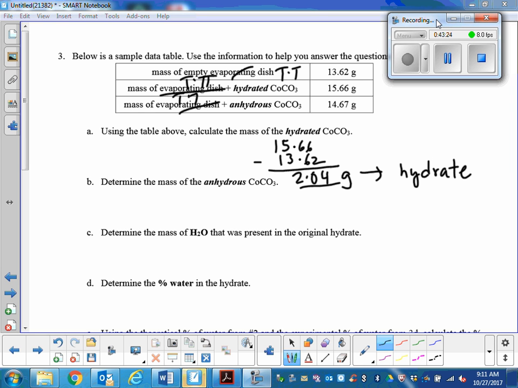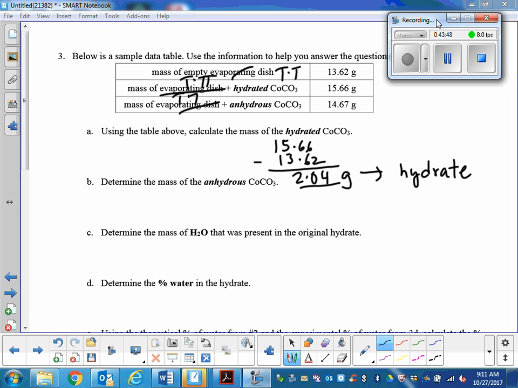How do I find the mass of the anhydrous? Who's going to help me? I know the mass of the hydrate. Now I evaporate the water, and now I have to find the mass of the anhydrous. How do I find that, Anthony? So that's the mass of the test tube and the anhydrous.